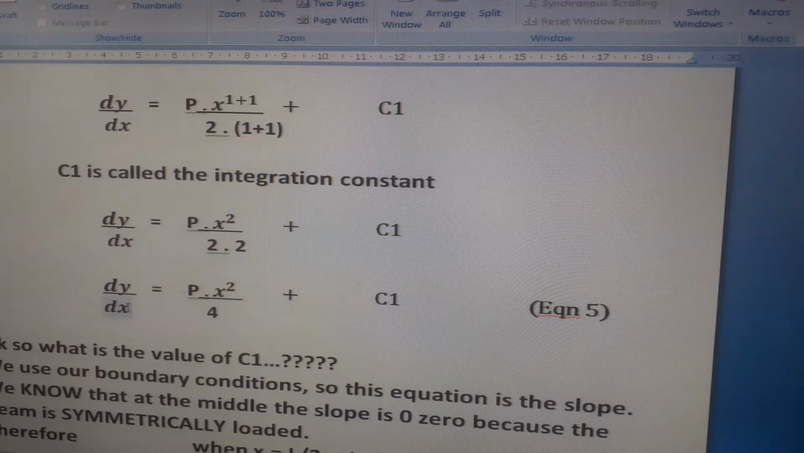is dy over dx. That's the first differential of y. Remember that y is the deflection. dy over dx is obviously, if you drew a straight line at the angle of deflection of the beam, that's basically dy over dx, isn't it? It's obvious when you think of it.